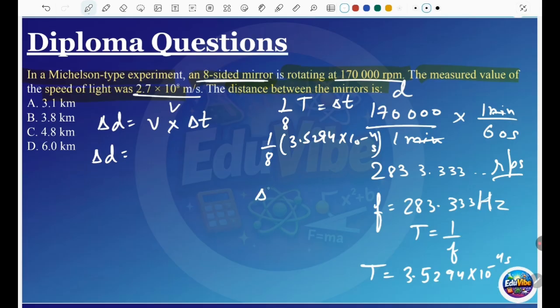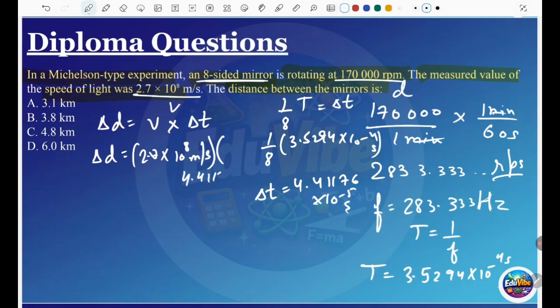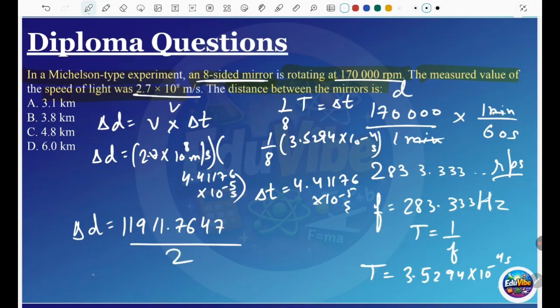When you solve this, you get your delta t of about 4.4117 times 10 to the power minus 5 seconds. You put this over there, multiplying the speed by the 4.4117 times 10 to the power minus 5 seconds. When you solve this, you get about 11911.7647. But you know that when you have to find the distance between the mirrors, you have to divide this by 2. So at the end, you have to divide this by 2.